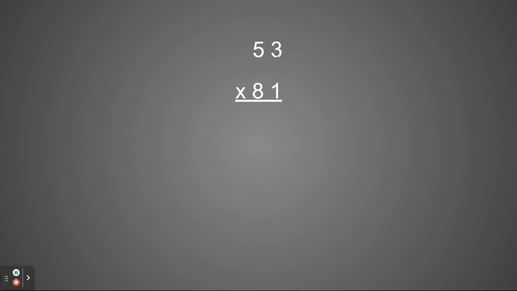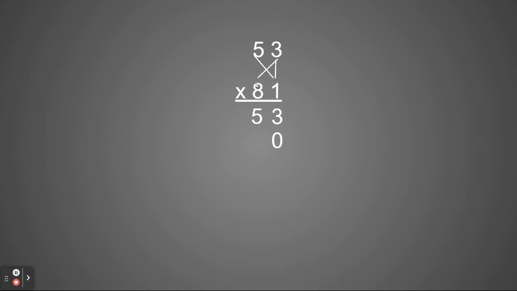If I have 53 times 81, I'm going to start in my ones place and multiply that times my ones place above. So 1 times 3 is 3. Then I'm going to multiply my ones times my top tens. 1 times 5 is 5. And put my 5 down. Now I need to put my placeholder in place because I'm done with my ones place. And I'm going to multiply my tens place.